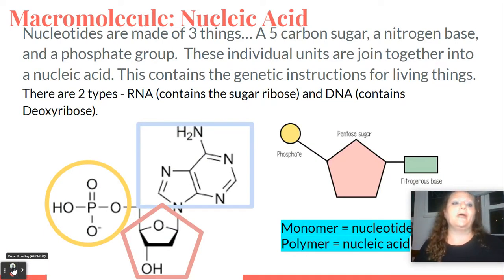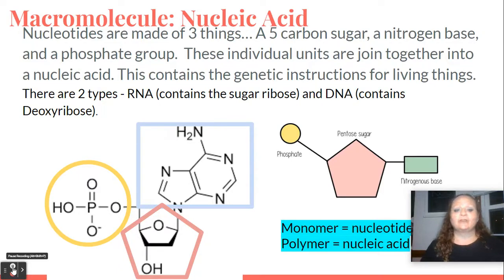All right, our third macromolecule is nucleic acid. Nucleic acid is going to be made up of nucleotides. A nucleotide is a phosphate group, a pentose sugar, and a nitrogenous base. You guys have probably talked about DNA before and RNA, perhaps. That's what we're talking about here, our nucleic acids, our DNA and RNA. Like I said, these nucleotides are made up of these three things, and these individual units form together to make our polymer, which is the whole nucleic acid.